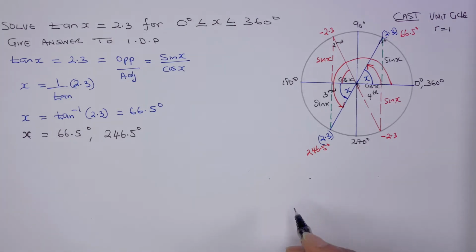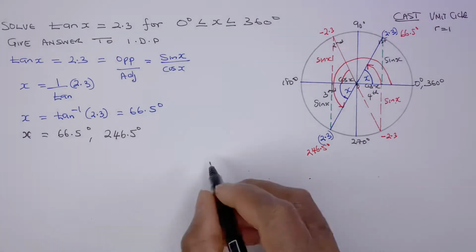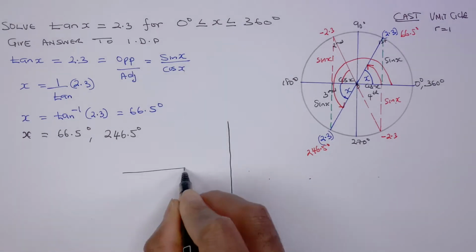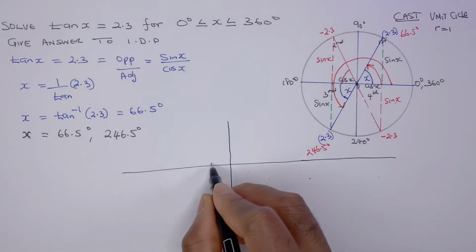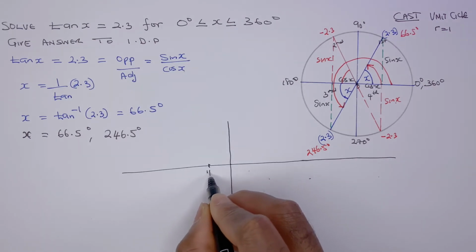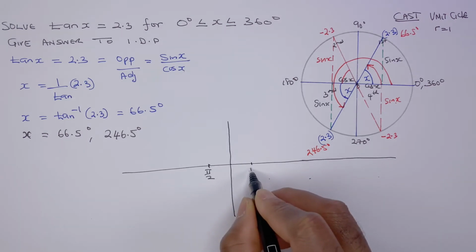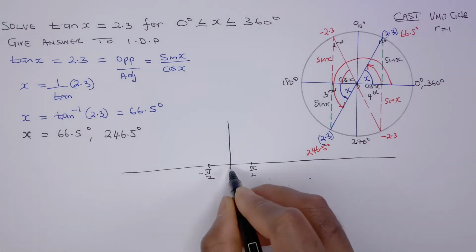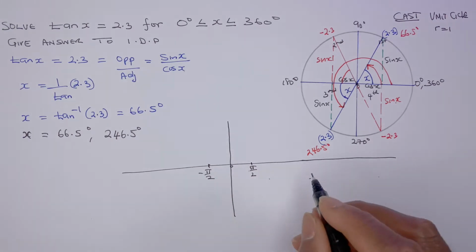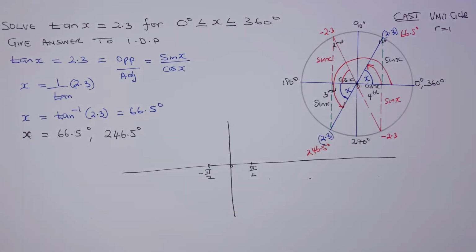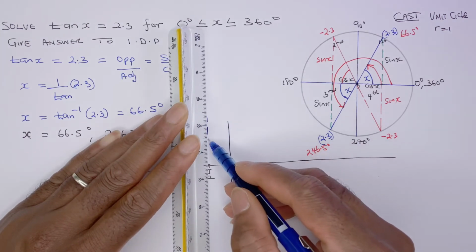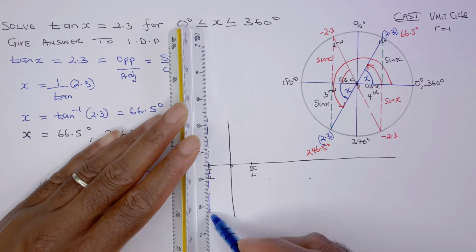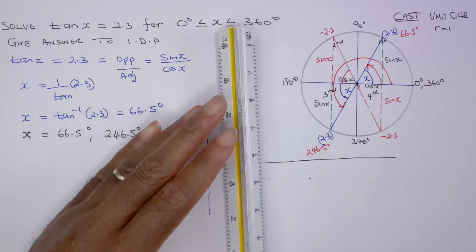Another way you could have done this is to use your tangent function diagram. So you could have used the tan function diagram. If this is pi over 2, that's another pi over 2, but this is minus pi, this is 0. And that will be the line of asymptote here. So let's just use a ruler to make it a bit tidy. So that will be the line of asymptote for tangent, another line of asymptote.